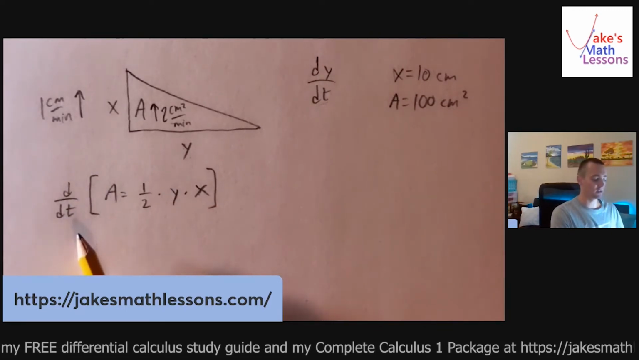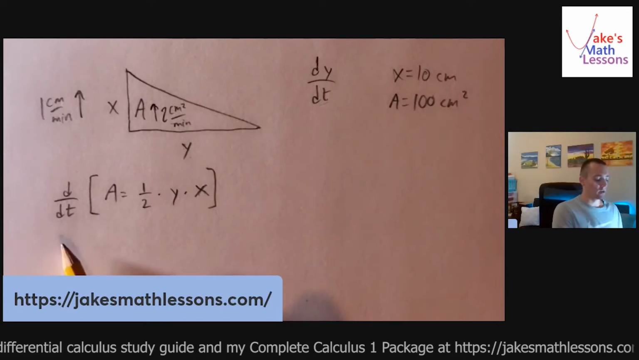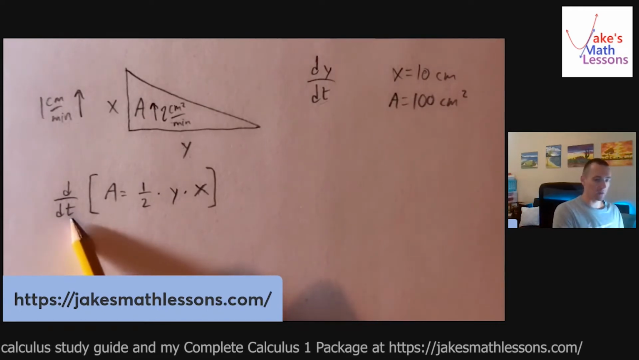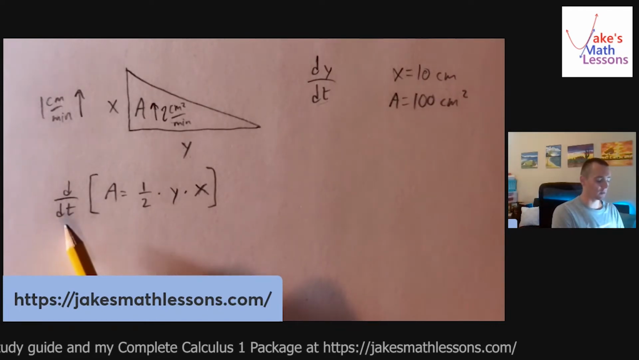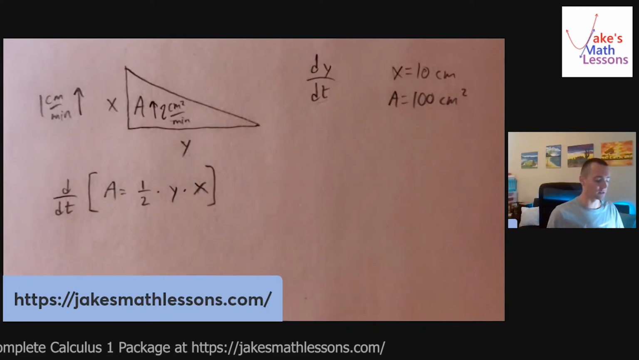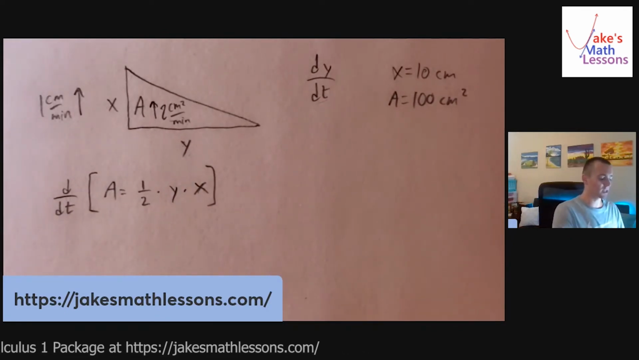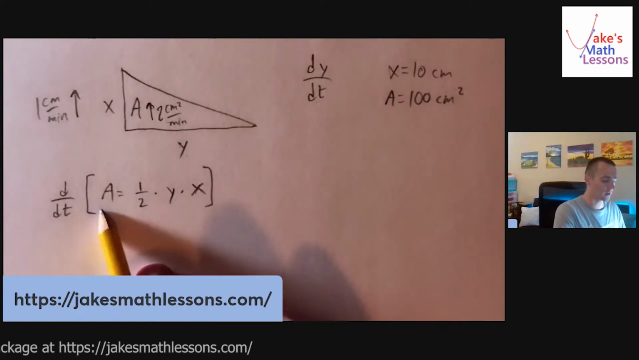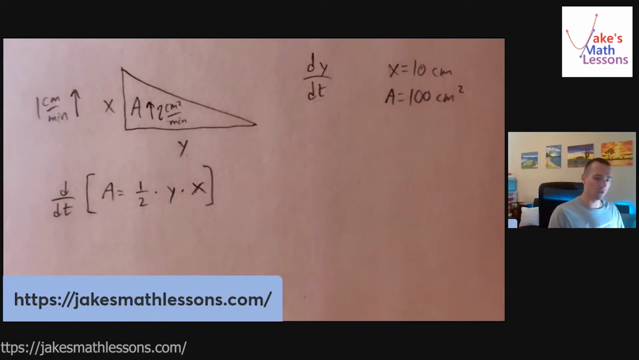Going back to the implicit differentiation problem we just did, we know that because we have this t down here on the bottom, t is the variable. A, y, and x are actually functions of t, functions of time. So when we're taking the derivative of a, y, and x, we don't actually know the derivative of a, y, and x.